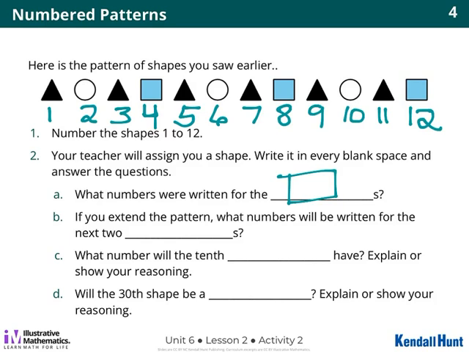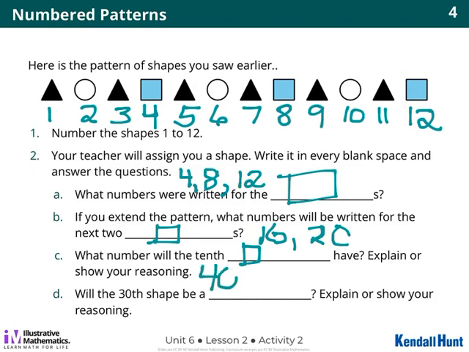Delaney: 4, 8, 12. If you extend the pattern, what numbers will be written for the next two squares? Brayden: 16 and 20. Okay, 16 and 20. What number will the 10th square have? So if I have 10 of those squares, what number will it have? Bella: 40. How do you know it will have 40?